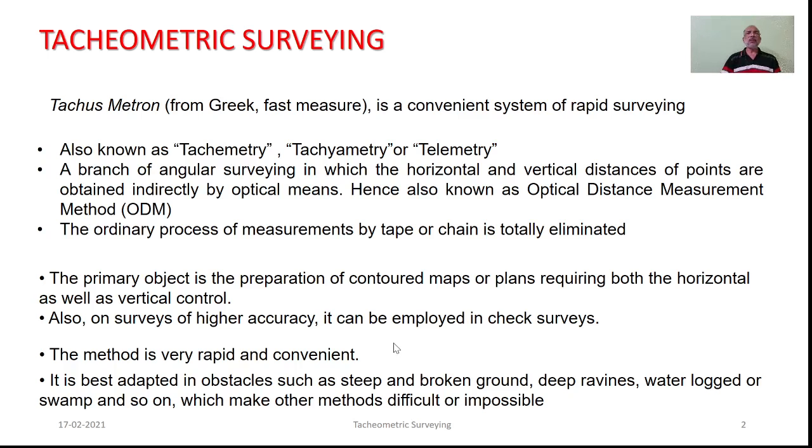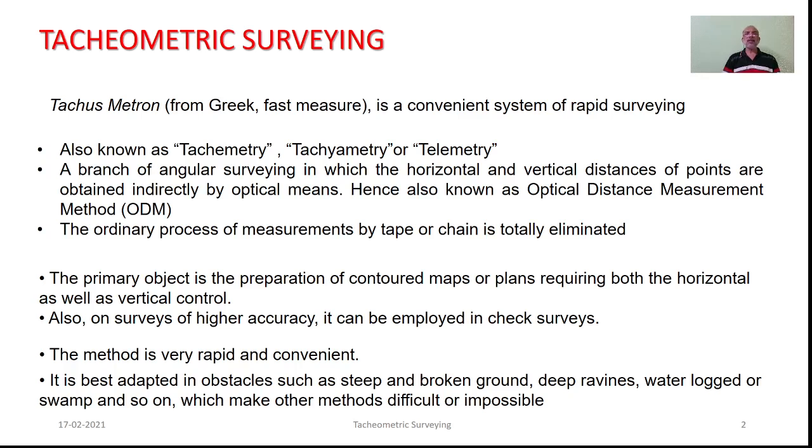Basically, this particular word tachometry has got Greek origin. Literally, it means fast measurements. The word from the Greek is Tacheometer. This is a convenient system for rapid surveying. The system is also known as Tacheometry or Telemetry.